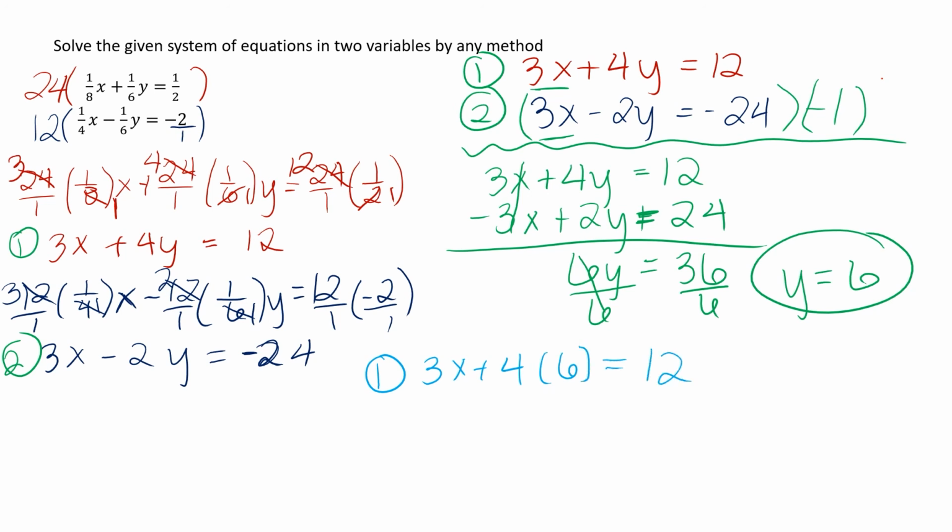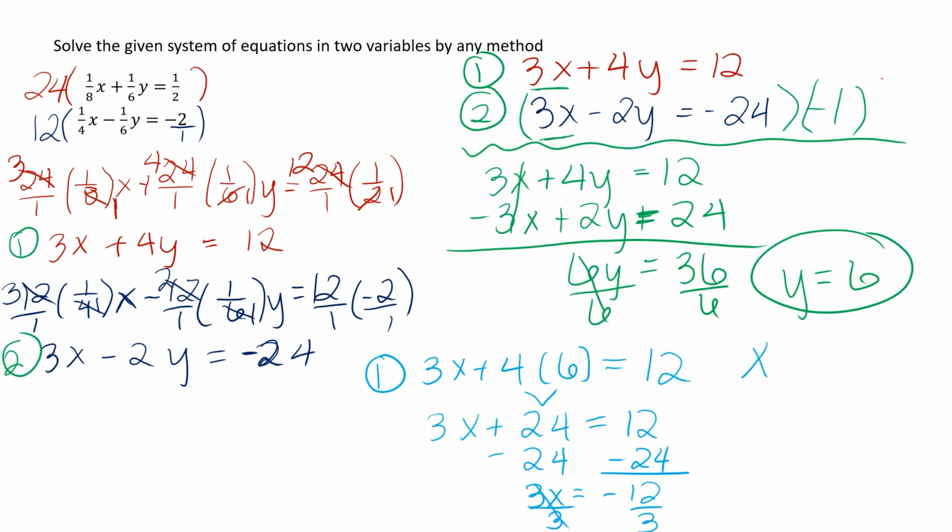Okay, from here I'm going to multiply it out. 4 times 6, I get 24 equals 12, and then I'm just going to bring down my 3x plus 24. From here I'm going to move my 24 over. So I get 3x equals negative 12, right? And then divide by 3, and I get x equals negative 4.